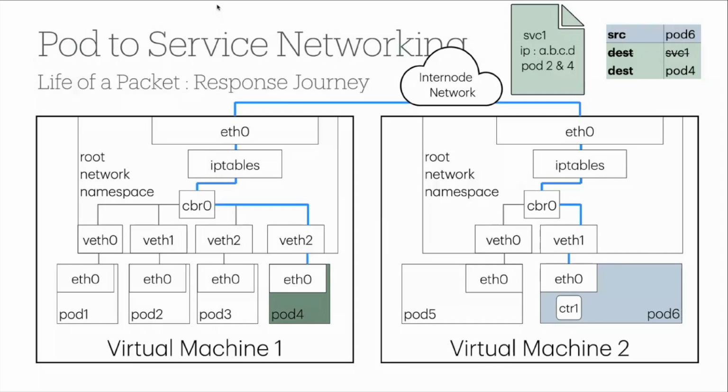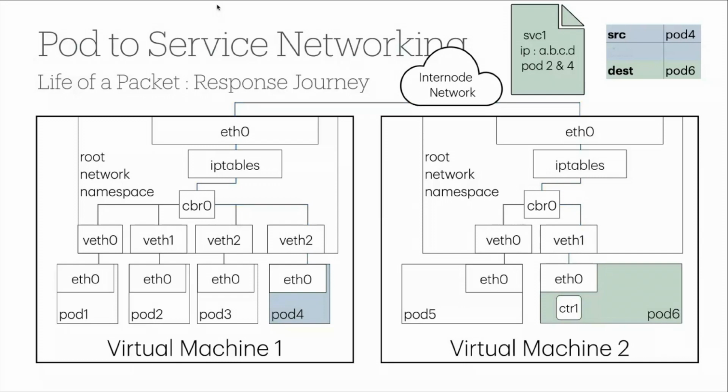Let's go back now. We have covered this. We also need to cover the response journey that is equally crucial, right? So let's clear the path and let's swap the source and destination. Now imagine that you are sending a packet to service 1 that is actually pod 4. Pod 4 also needs to answer back to you, right? How would that happen?